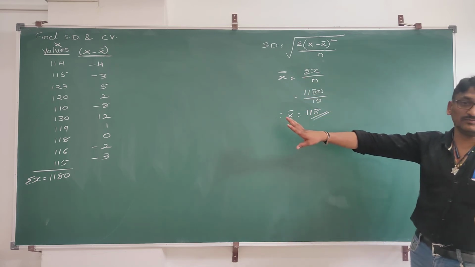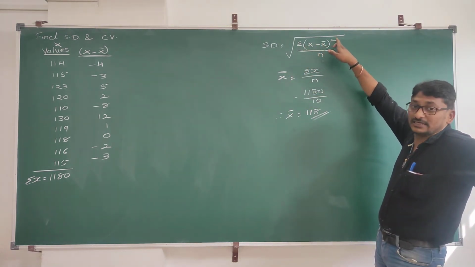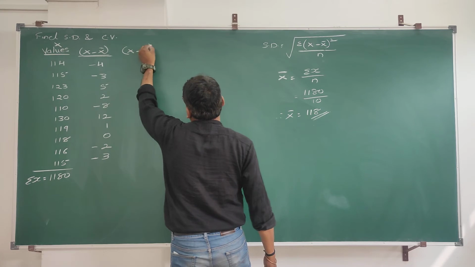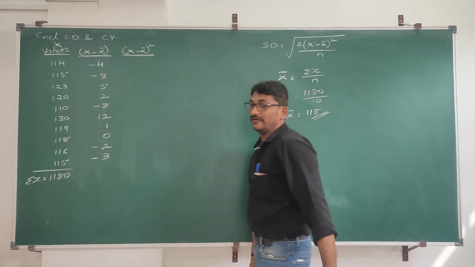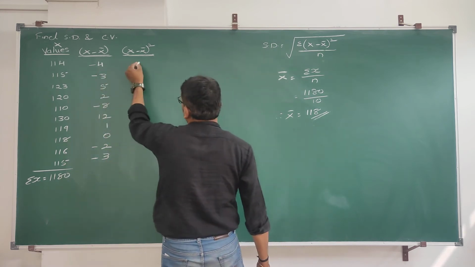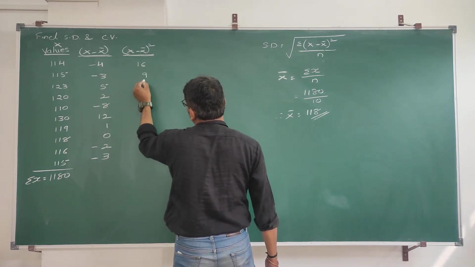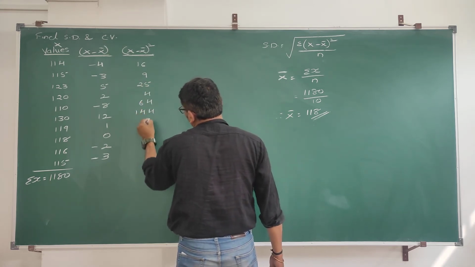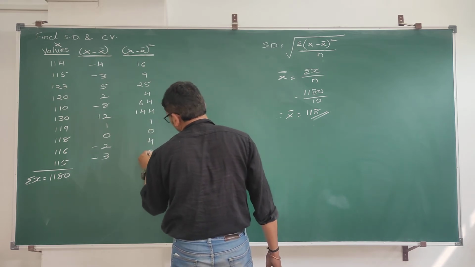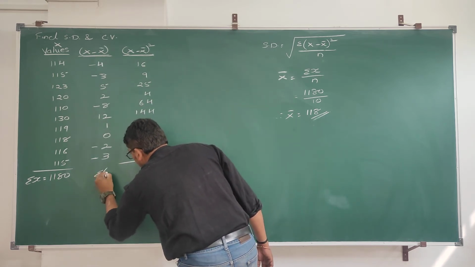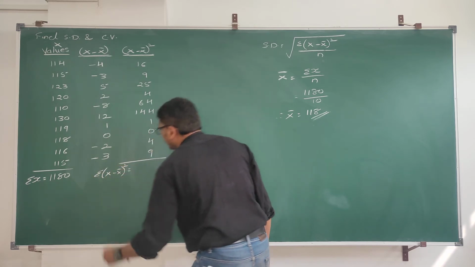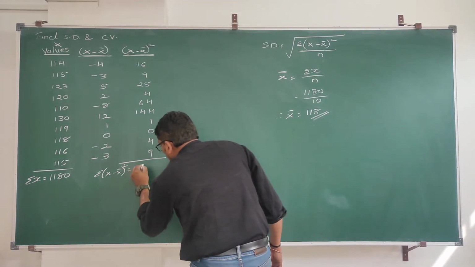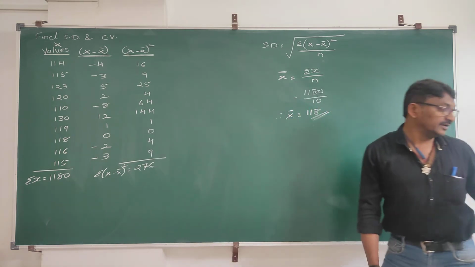Don't make the total of this column, because what we want is x minus x bar the whole square. So one more column is required, that is x minus x bar the whole square. Make the square of all the values and then make the total. Minus 4 square is 16. 3 square is 9. Squares are always plus. 4, 64, 144, 1, 0, 4, 9. Make the total of this column. This is summation x minus x bar the whole square. I'll tell you the total. Total is 276.